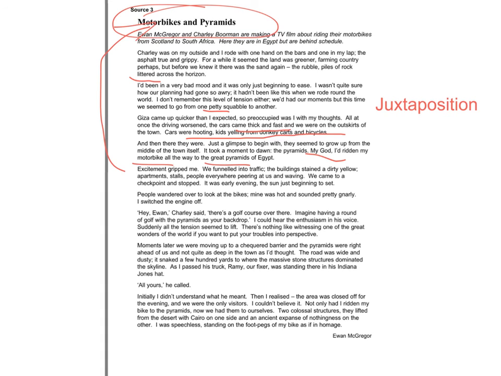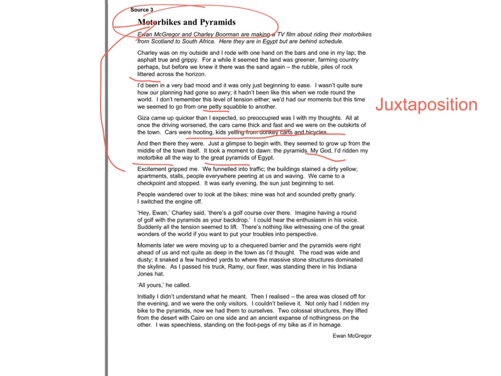If it was in the exam, I'd write the word juxtaposition down the side of my page just so I can remember to use that. If you can use English terminology in your analysis, then you're going to hit the top band criteria if you explain it well enough. Alternatively, you could just say that there's a contrast between the everyday motorbike and the great wonder of the world, which is the pyramid.